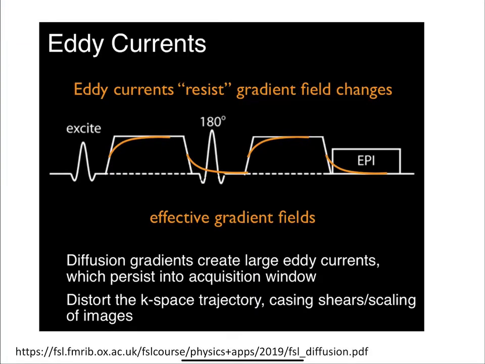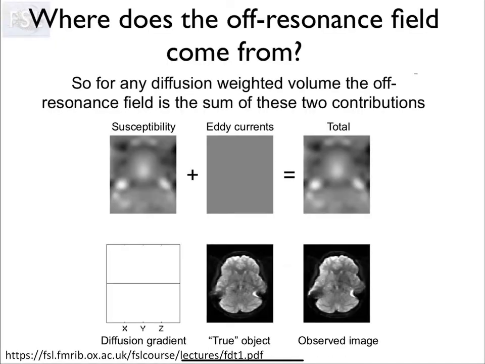That's shown here, where we'd like these fields in yellow to be done by the time we do our EPI. But when they last into that acquisition, they're going to change what our image looks like. And the problem is that, especially with diffusion tensor imaging, we're changing the directions of those fields every time, or quite a bit. And so that effect is going to differ from gradient direction to gradient direction. So we have to solve two things. We need to solve for susceptibility issues and also the eddy currents.